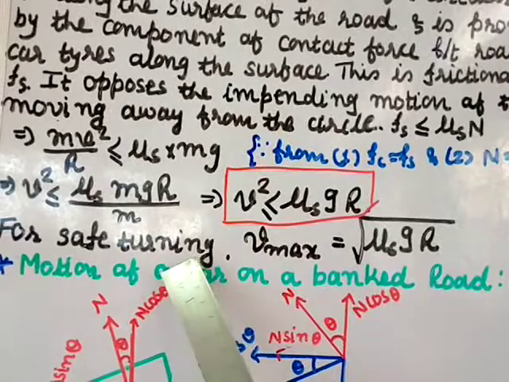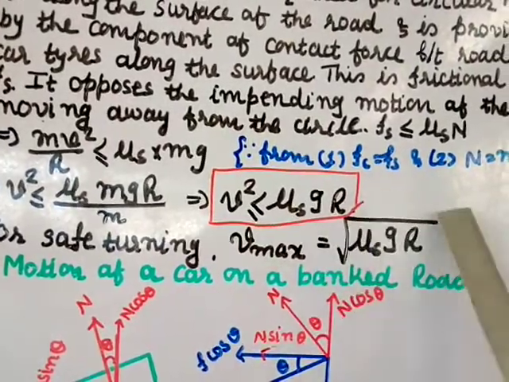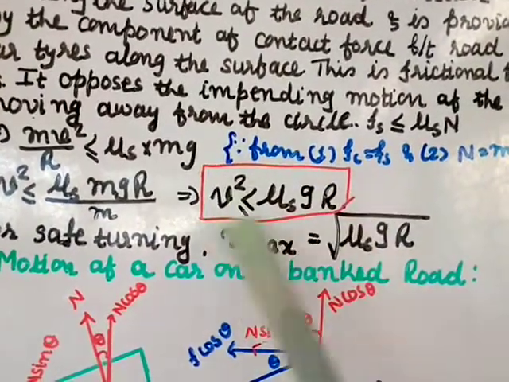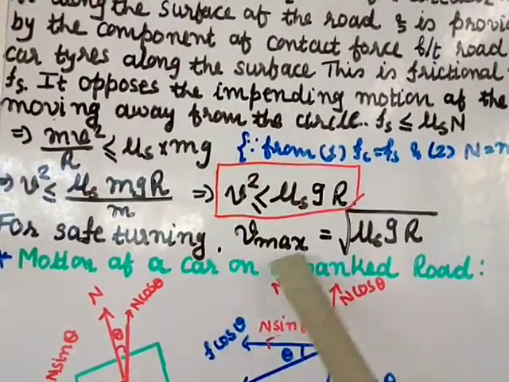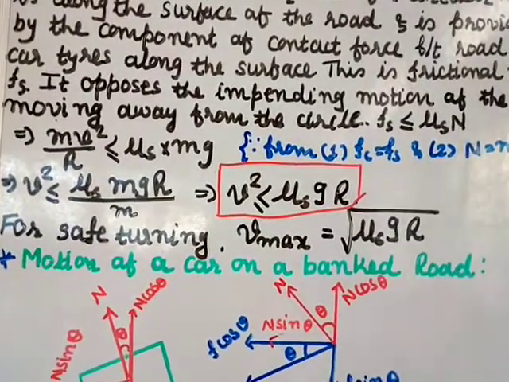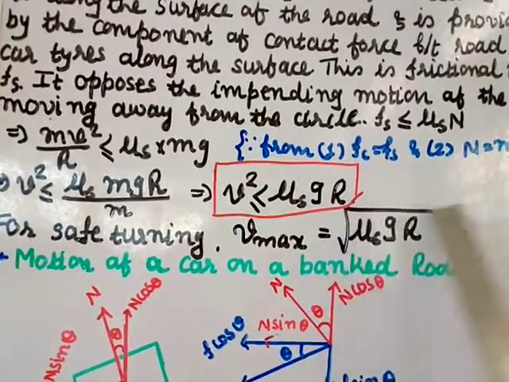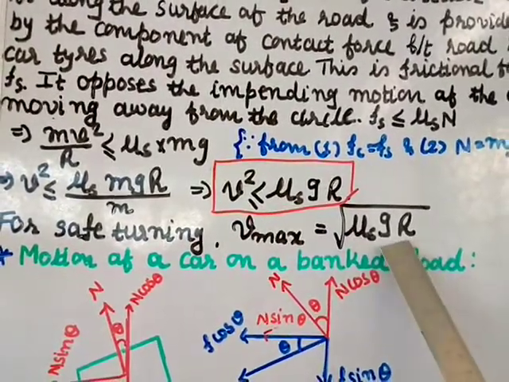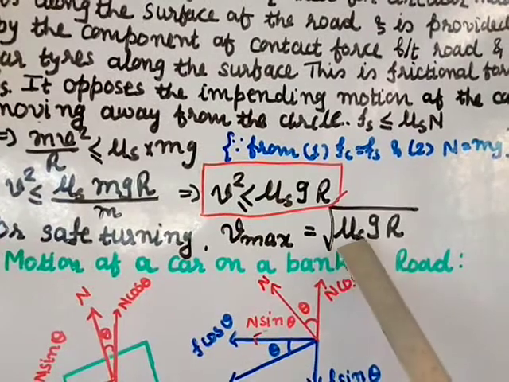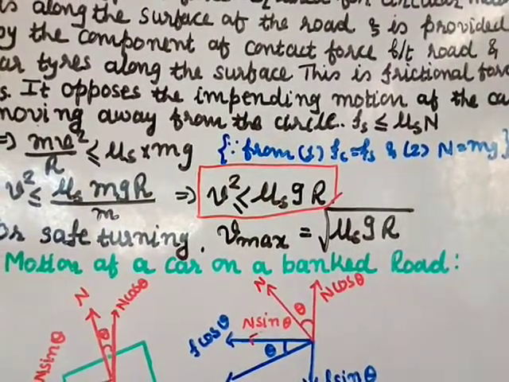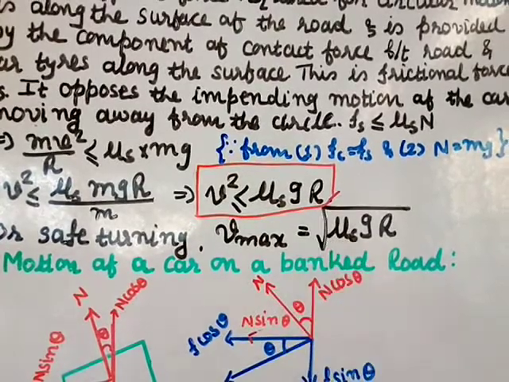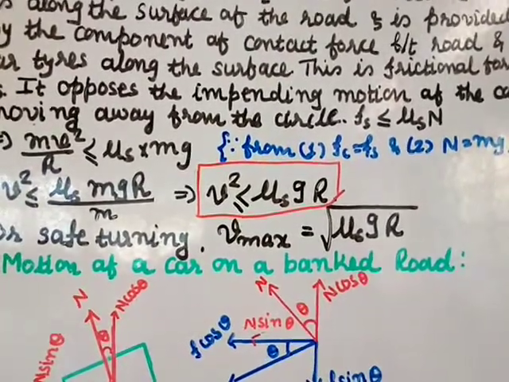For safe turning, v maximum equals the square root of mu s g r, just taking the square root of this. For safe turning, the maximum speed a vehicle can have is equal to the square root of mu s g r. Here r is the radius of the path, g is the acceleration due to gravity, and mu s is the coefficient of static friction.